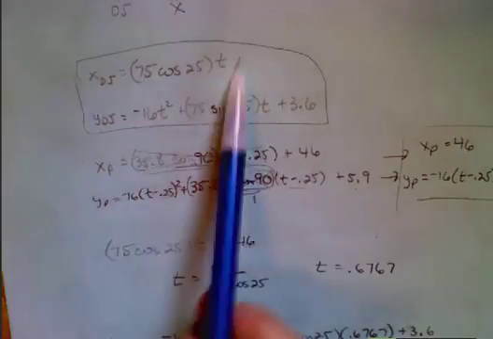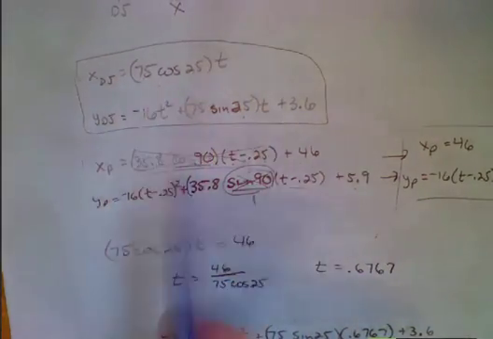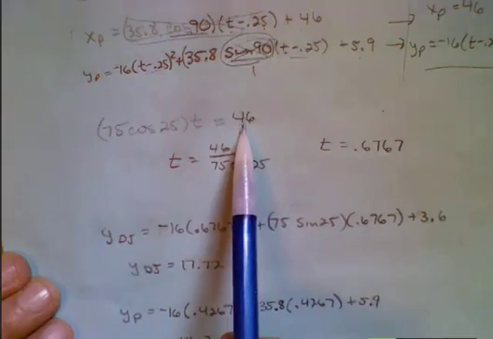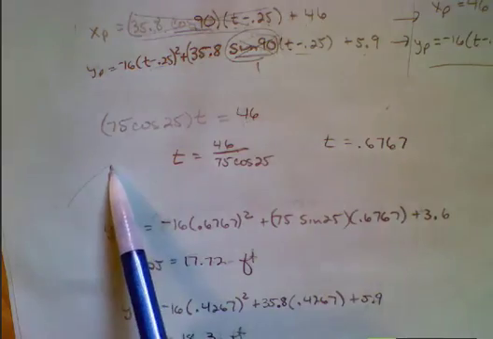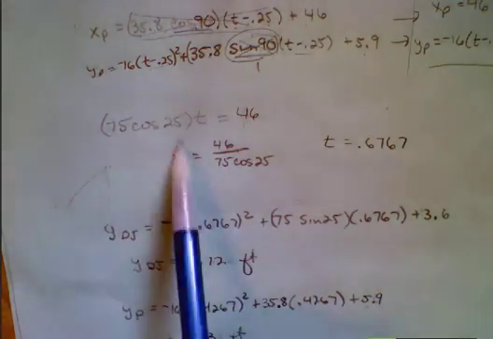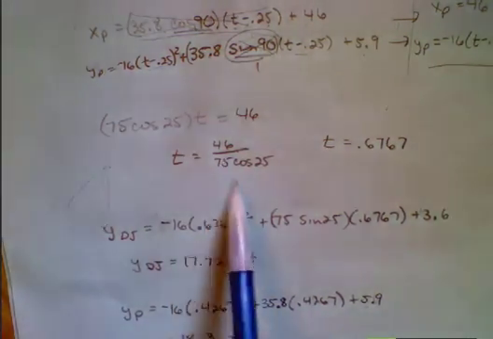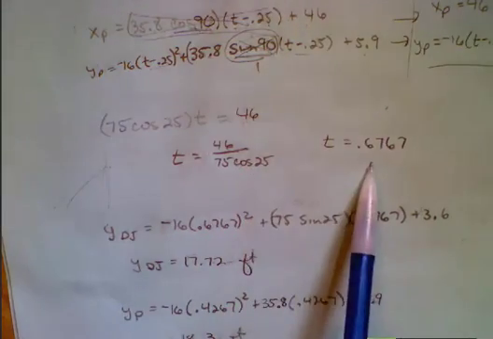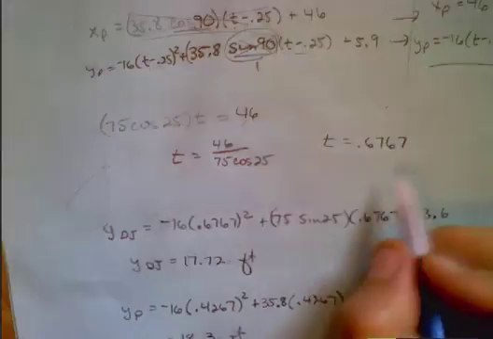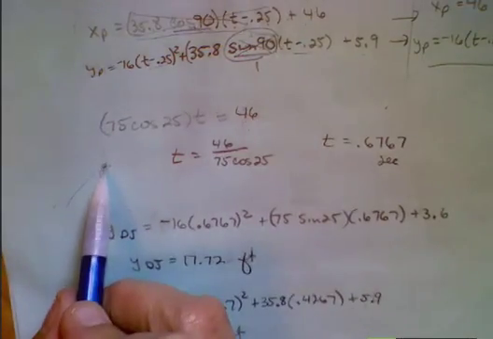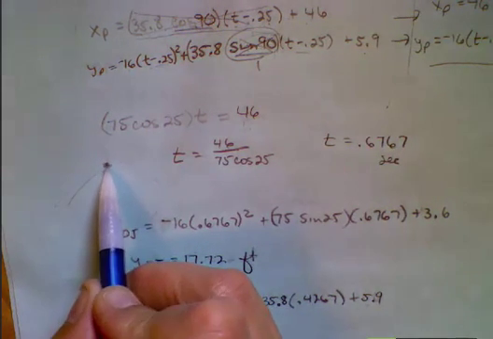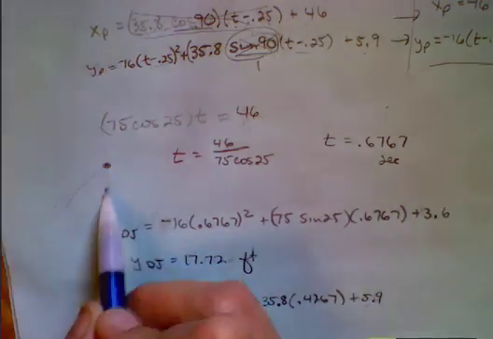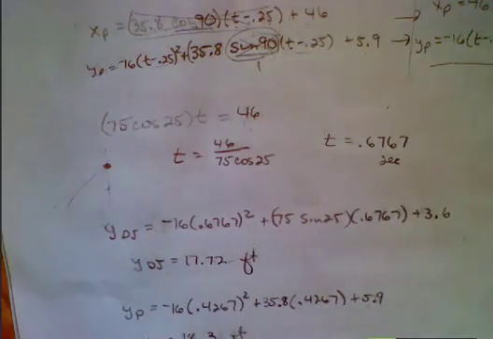So I took Derek Jeter's x value and set it equal to 46. When is the flight of the ball at x equals 46? I solved: I took 46 divided by 75 cosine 25, and I got 0.6767 seconds. That's when the ball will be at 46 feet out. So now I need to know, at 46 feet, what is this height, and where is the glove's height in relation to that?